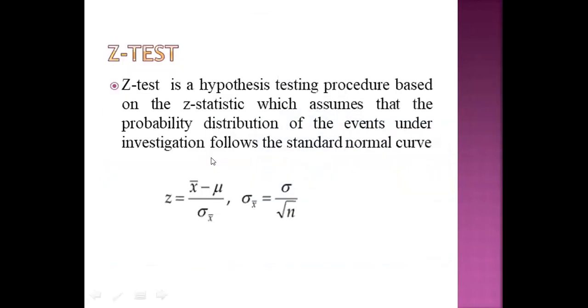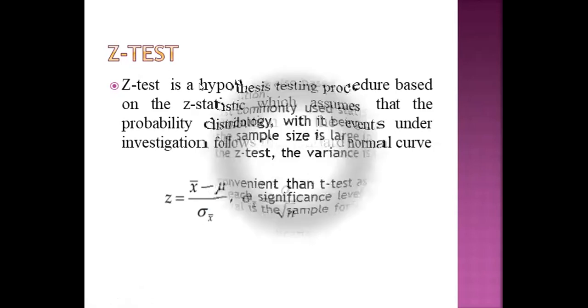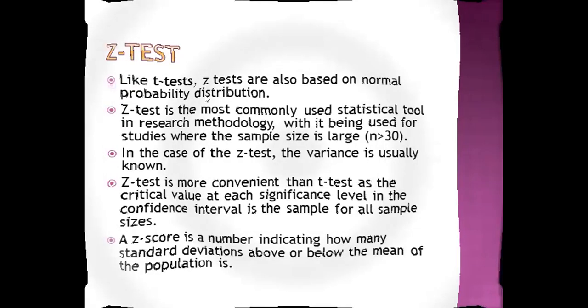Now come towards the z-test. The z-test is a hypothesis test procedure based on the z-statistic, which assumes that the probability distribution of events under investigation follows the standard normal curve. Its formula is x bar minus mu over sigma x bar. Like the t-test, the z-test is also based on the normal probability distribution.